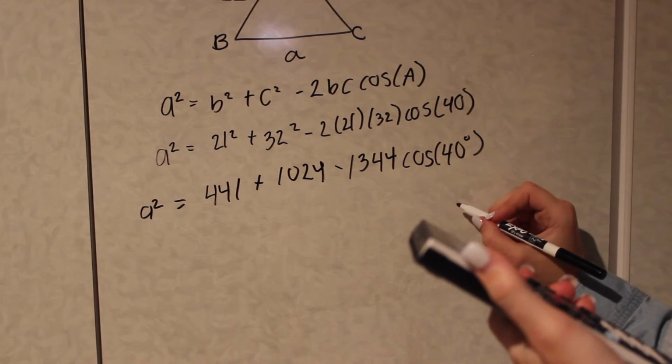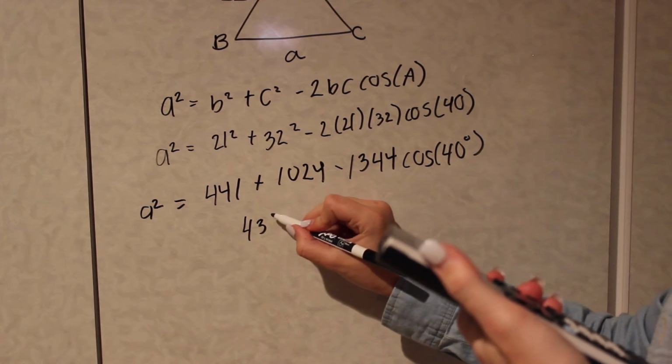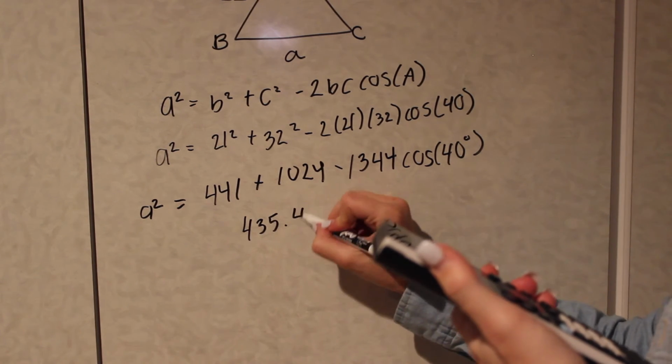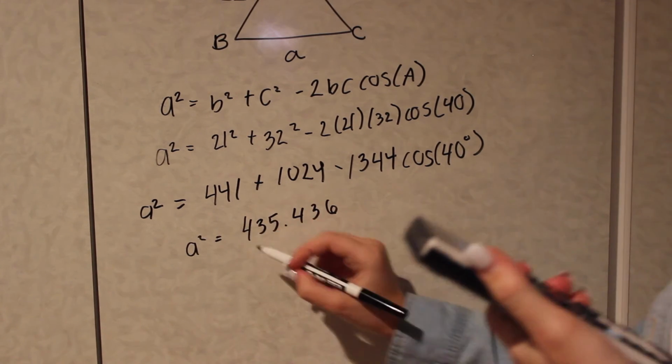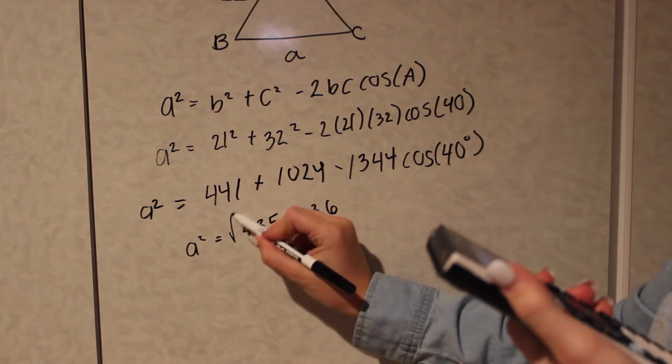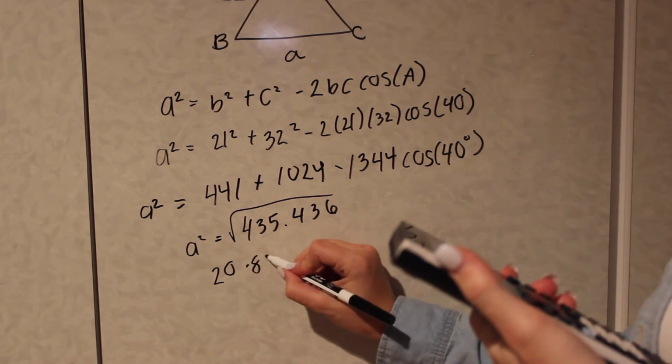Solve this all out, which gets you 435.436. And since that's equal to A squared, you have to take the square root of that, which gets you to 20.86.